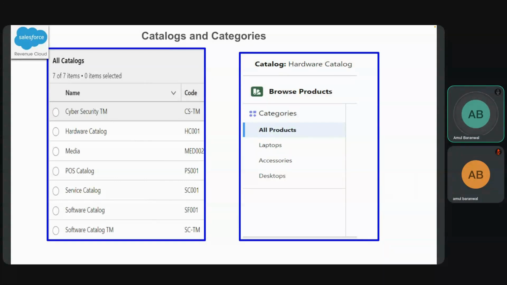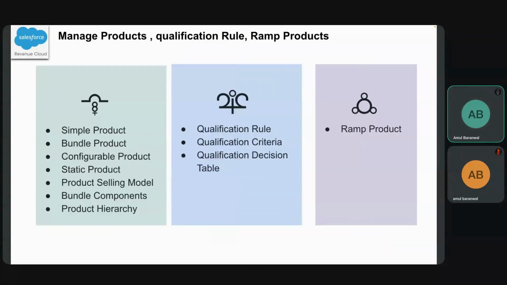Once we see the quotations, we'll see the browse catalog option. In the browse catalog option, we'll see how these catalogs and categories reappear. Later on, we'll discuss other topics also. After that, we will talk about the managed product, qualification rule, and the RAM product.